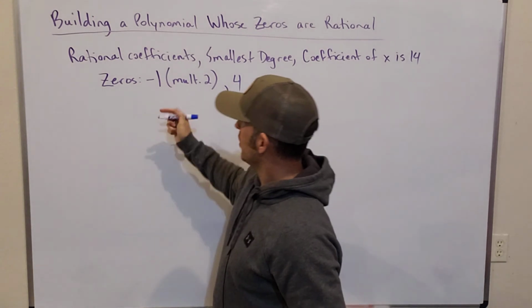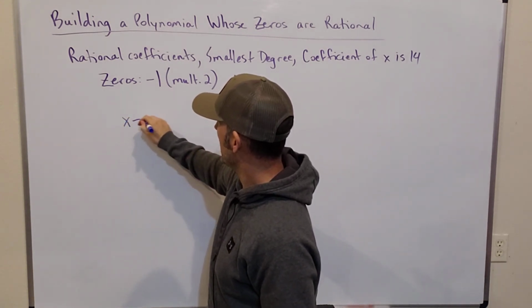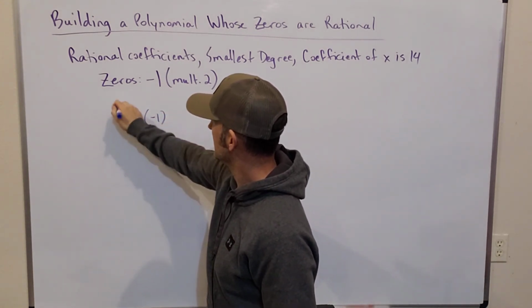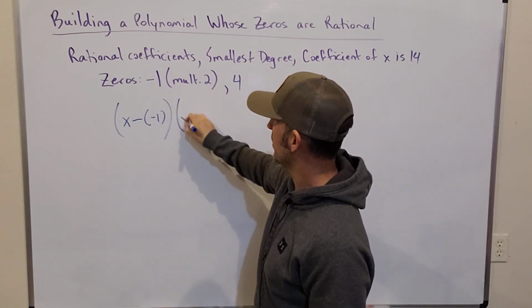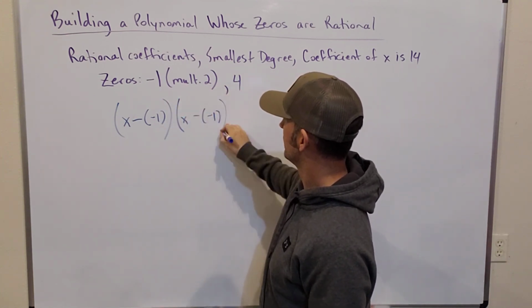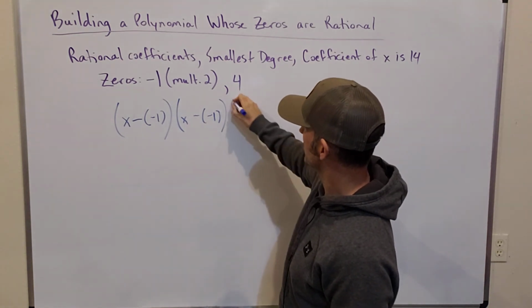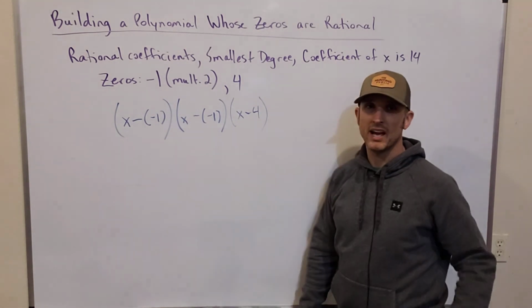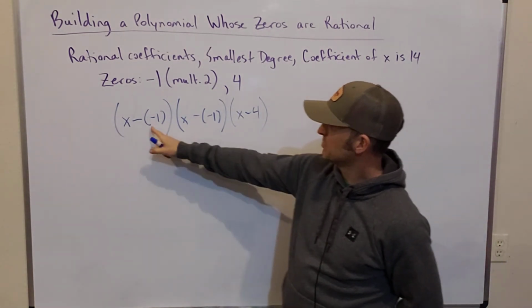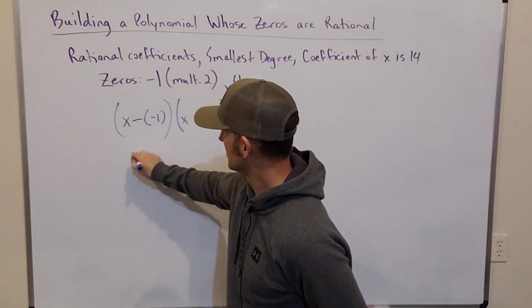I've got -1 is a 0, which means that x minus -1 is a factor. And it's a multiplicity of 2, so I'm going to have it twice. 4 is a 0, so x minus 4 is a factor. And this is what we have. Now, x minus -1 is the same thing as x plus 1.